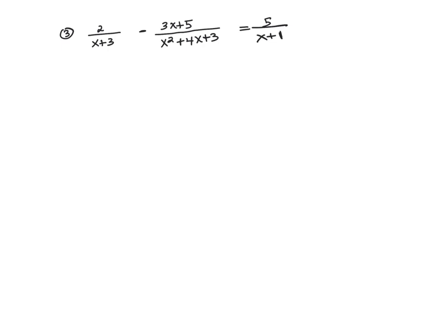Okay, this one I'd like you to try yourselves. The problem is 2 over x plus 3 minus 3x plus 5 over x squared plus 4x plus 3 equals 5 over x plus 1. Factor the denominator, list your restrictions, and solve it in a way similar to what we've done in the last problem. Pause the video and then restart.